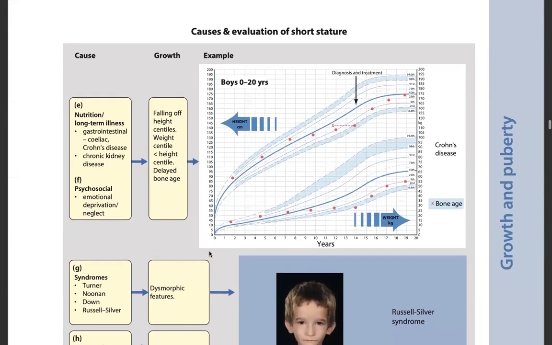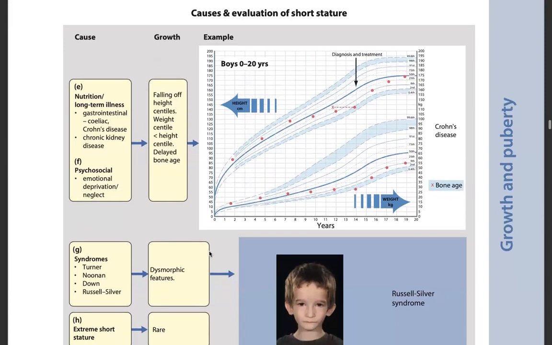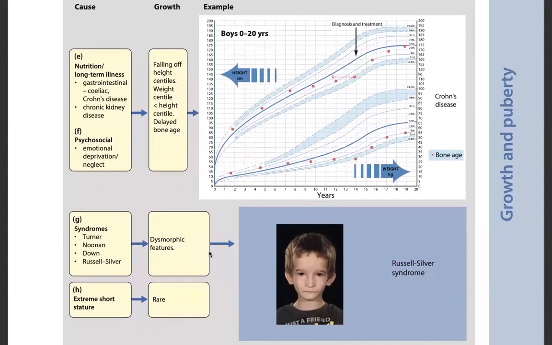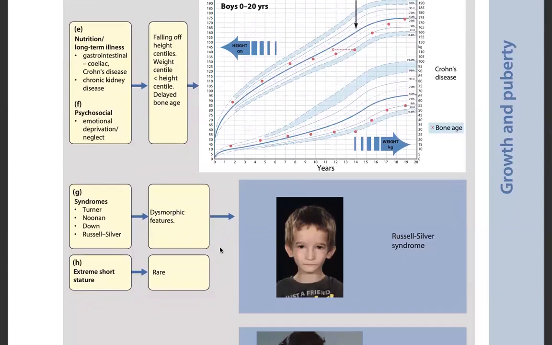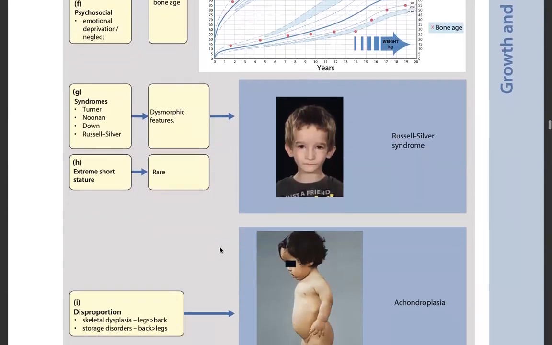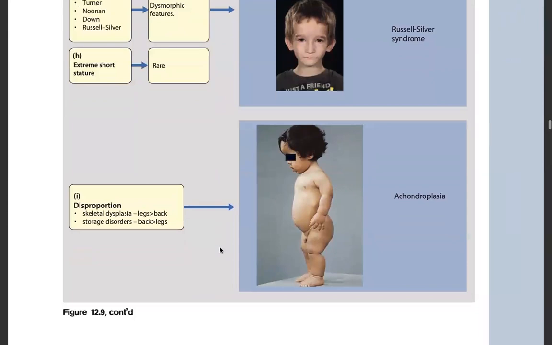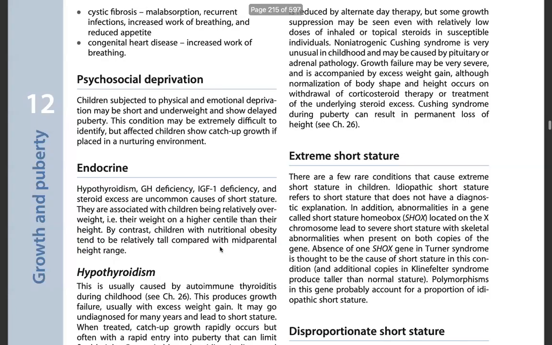Causes and evaluation of short stature: nutrition, long-term illness, GIT, celiac, Crohn's, chronic kidney disease, and psychological, emotional deprivation, neglect: falling of height centiles, weight centile less than height centile. Delayed bone age, syndromes: Turner, Noonan, Down, Russell-Silver, dysmorphic features. This is a picture of Russell-Silver syndrome and extreme short stature, which is rare. Then there is disproportionate short stature: skeletal dysplasia, legs shorter than back, and storage disorders, back shorter than legs.